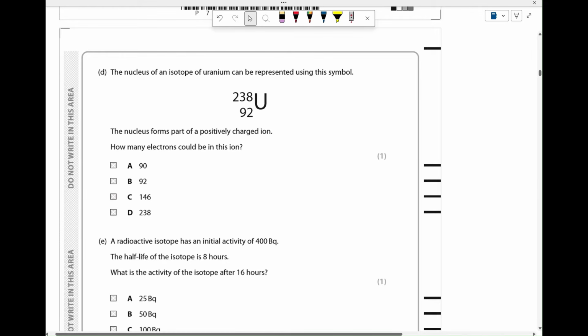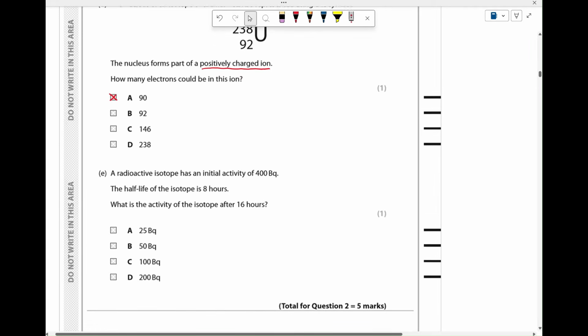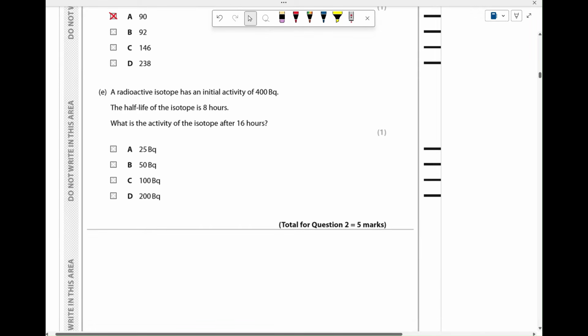Nucleus of uranium is this. How many electrons could be in it? Well, we're told it's positively charged. If it was an atom, it would have 92, but it's not. It's positively charged, so it must have fewer electrons than it has protons. It's got 92 protons, so it's going to have less than 92 electrons.